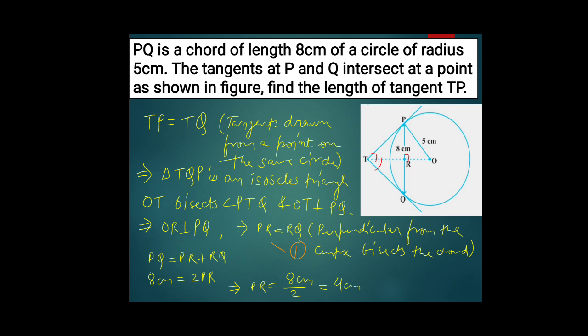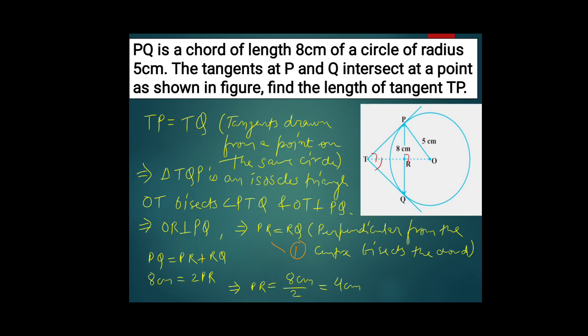I've already written the solution for you. Let's understand it point by point. This TP will be equal to TQ. These both are tangents drawn from the same point, so they will be equal. I've written the reason over here. Now, TPQ forms a triangle, right? And I have already proved the two sides equal, so this will be an isosceles triangle, right?